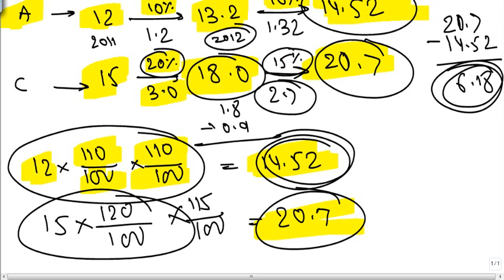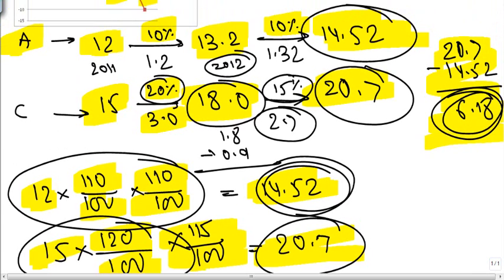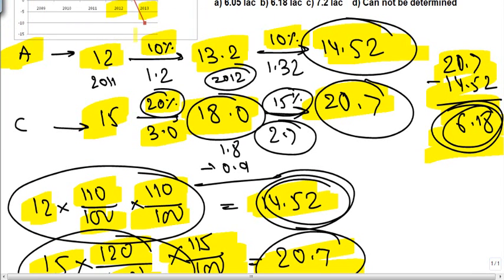Simply, first it got increased by 10%, again by 10%. For C, profit 20%, 15%. So what is the difference in their profits? You do it this way, or first 10%, then again 10%, on the base year 12.